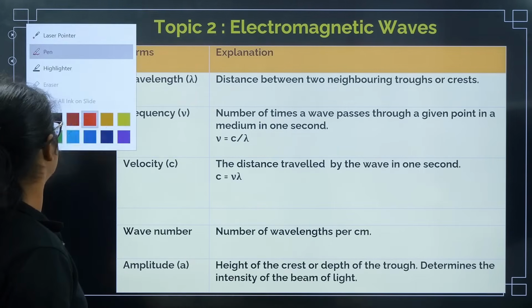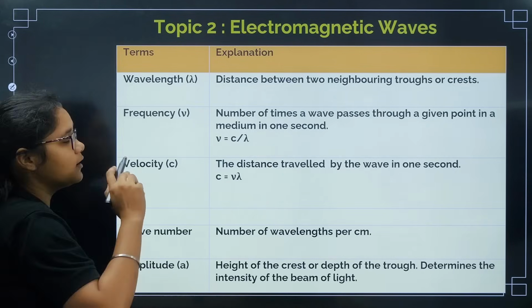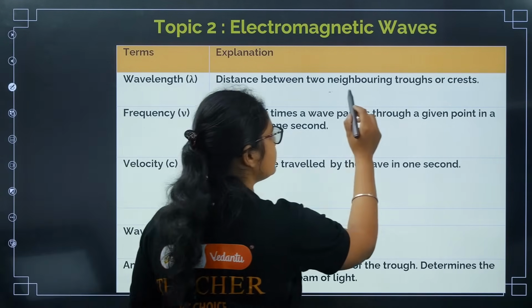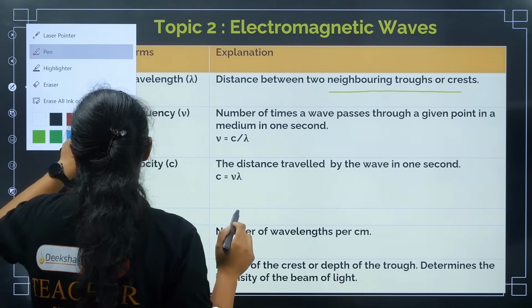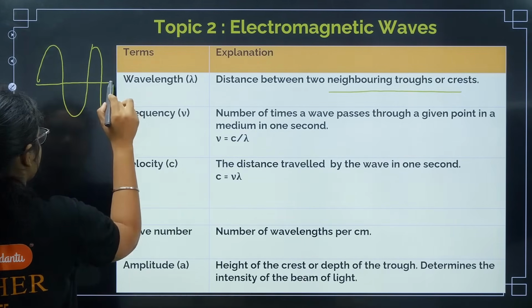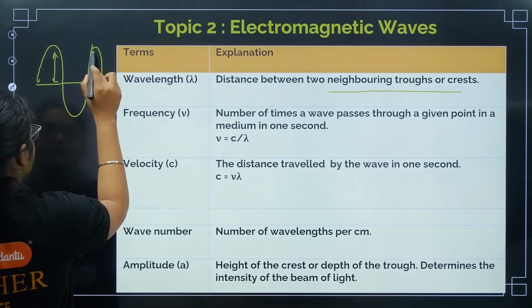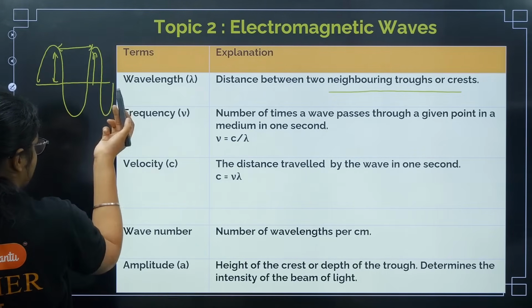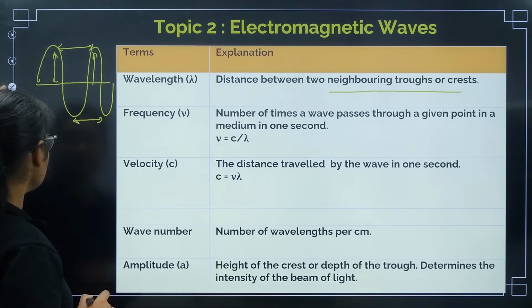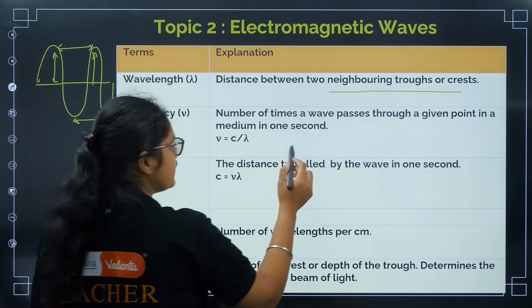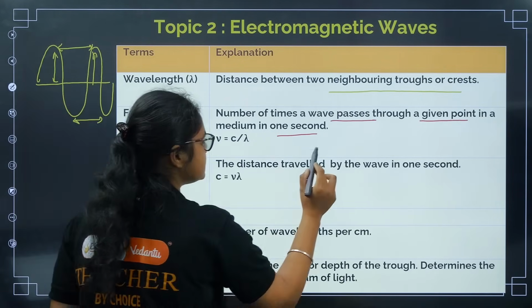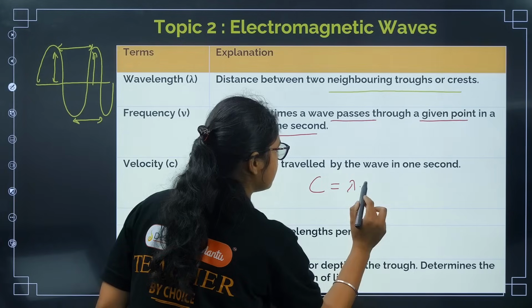Next, coming to waves, this is important. The definitions are not important, but the formulas are. Wavelength is the distance between two neighboring crests or two neighboring troughs. If you have seen, we have a wave like this, right? I draw it. The distance between two neighboring crests or two neighboring troughs is called your wavelength. Then frequency is the number of cycles completed in 1 second. Here you have to remember this formula: c is equal to lambda times nu.